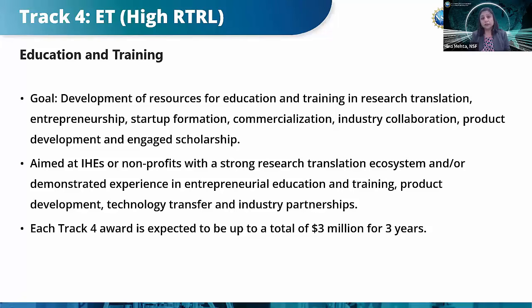And the beneficiaries for this track, whom this lead organization or education and training awardee will eventually serve, are going to be IHEs with low to medium RTRL. For example, as you saw in Track 1, they may need more help towards not only building their capacity, but they could also benefit from training on how to build that capacity. So this track awardee will provide all those kinds of education and training. A Track 4 award is expected to be up to a total of $3 million for 3 years.